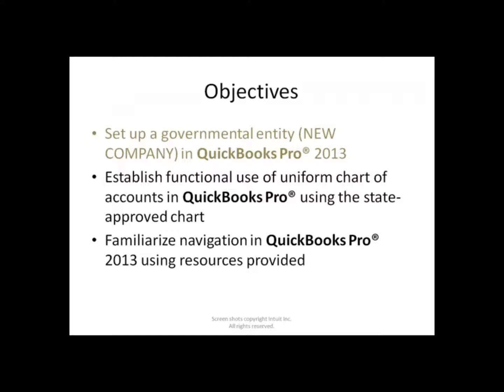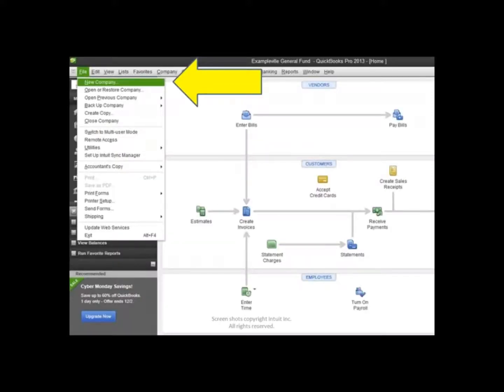The very first of our objectives today is to actually set up a new company inside QuickBooks Pro. QuickBooks calls it a new company, but for us it's actually a fund. A fund is a separate set of books, and we maintain several funds in our cities. For example, in Georgia, you may have a general fund, a SPLOST fund, a water and sewer fund, although there can be several other funds. These are the main ones that we tend to see.